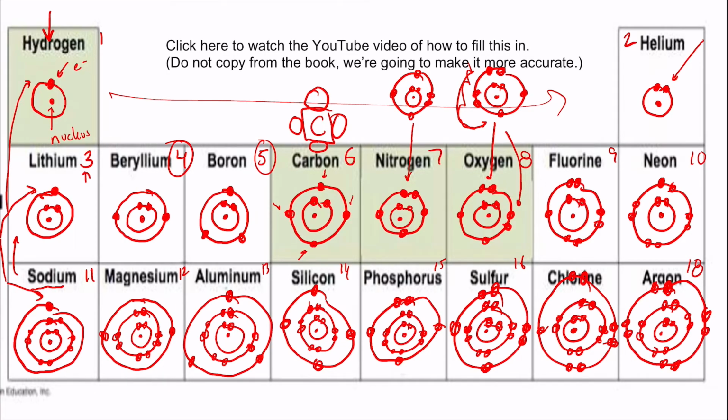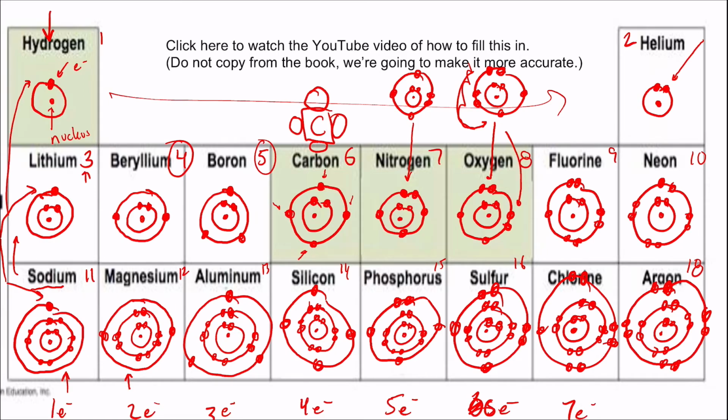Okay, so let's talk about these real quick. So sodium and lithium look very similar, and even hydrogen. They have 1 electron in their outermost energy level. Magnesium and beryllium, they all have 2 electrons in their outer energy level. Boron and aluminum have 3 electrons. Carbon and silicon have 4 electrons. Nitrogen and phosphorus have 5 electrons. Oxygen and sulfur have 6 electrons. And then fluorine and chlorine have 7.